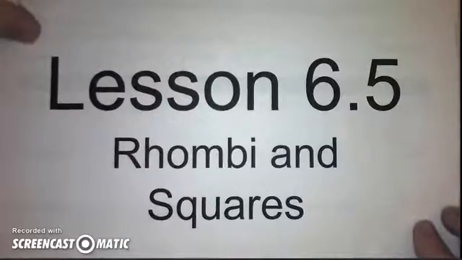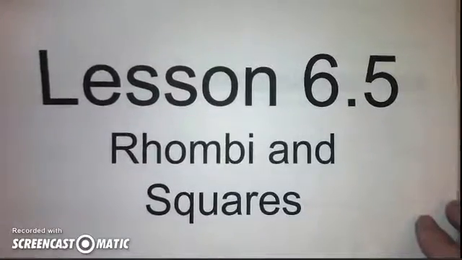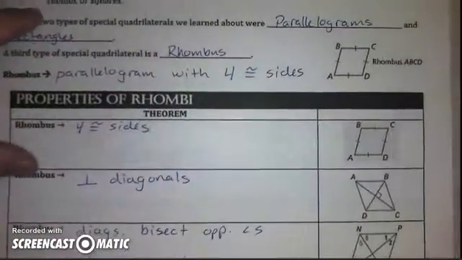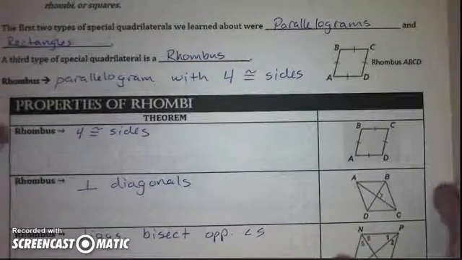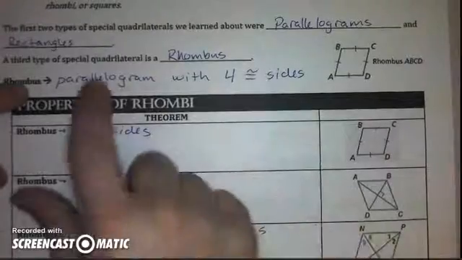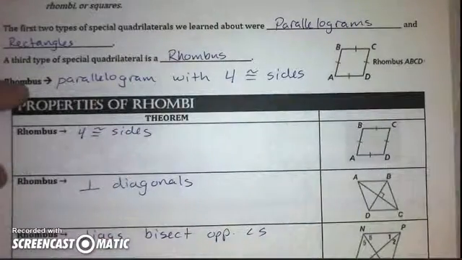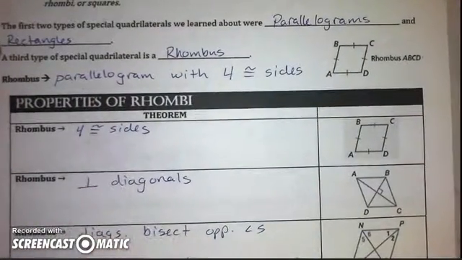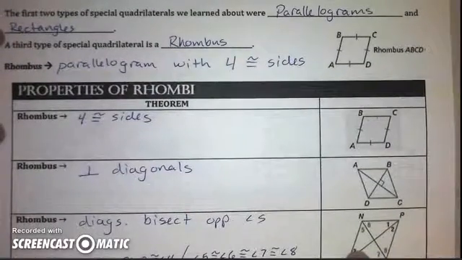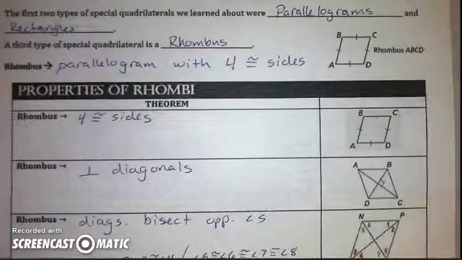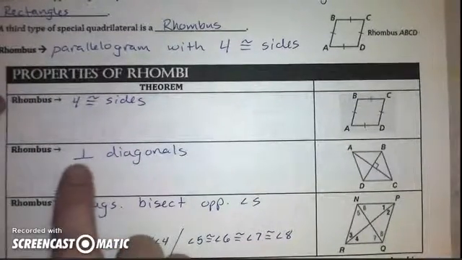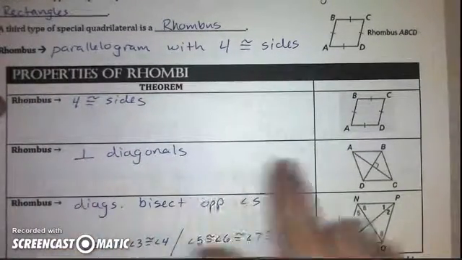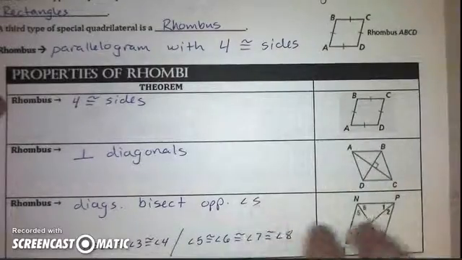So, I'm going to quickly review the things covered in the first video. We were talking about rhombi, which is the plural of rhombus, and squares. So first of all, we talked about what a rhombus is. It's a parallelogram with 4 congruent sides. So if it's a rhombus, it has 4 congruent sides, not necessarily 4 congruent angles. We also looked at the fact that if it's a rhombus, then the diagonals are perpendicular. That means they intersect at right angles.